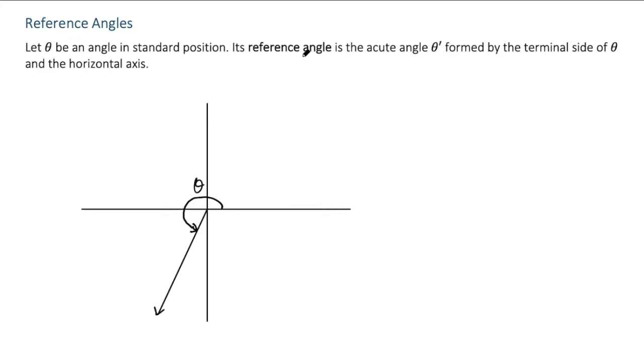The reference angle for that, we're going to call theta prime. That little tick mark we'll call prime. Theta prime. The reference angle is the acute angle formed by the terminal side and the horizontal axis. In other words, it is this angle right here. That's the reference angle theta prime for this angle theta.